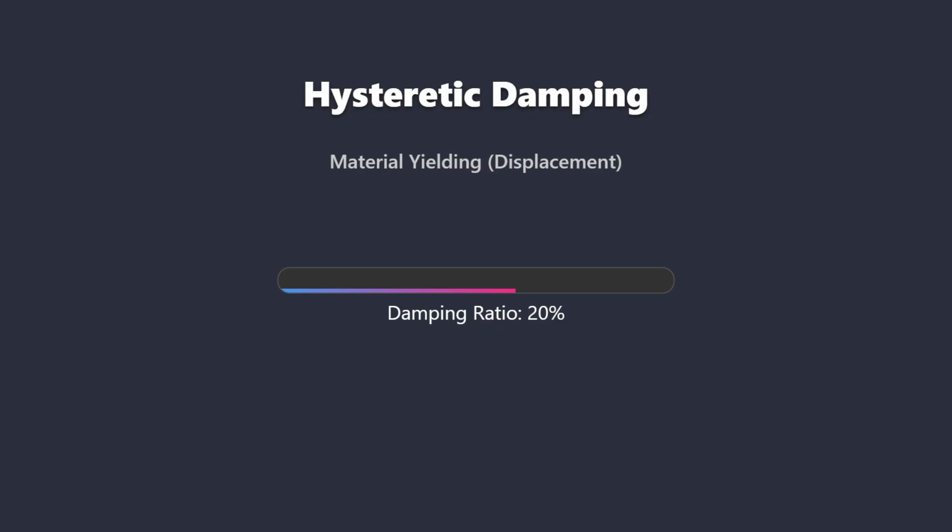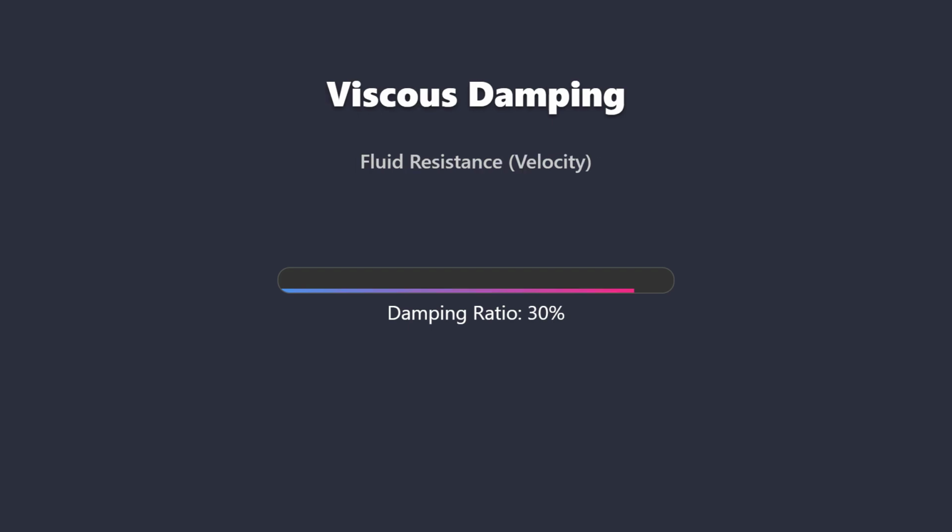Hysteretic damping mechanisms rely on material yielding or friction, where mechanical energy is converted into heat through cyclic plastic deformation. In contrast, viscous damping relies on the resistance generated by fluid movement, where the damping force is directly proportional to the velocity of the structural movement.